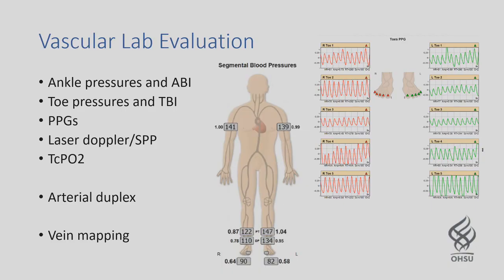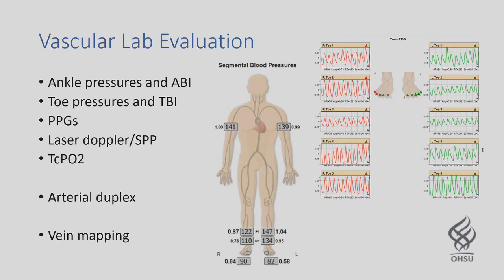But those are numbers where we're basically getting an idea of what's the perfusion at the level of the skin, and we can do it at different levels, like at the toe, the midfoot for a possible transmetatarsal amputation, or the calf for a possible below the knee amputation, and gives us an idea of the chances of healing in those patients.